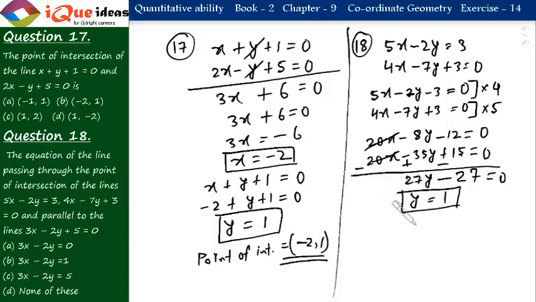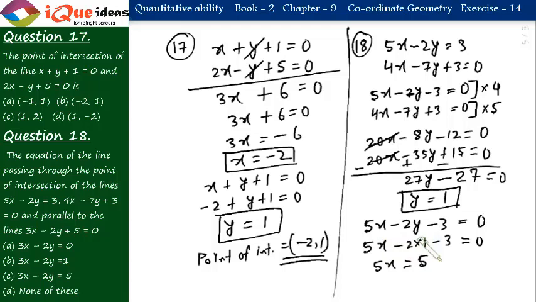If you put y equal to 1 in any one of the equations, let's put it in the first one. So it is 5x minus 2y minus 3 equal to 0. Put y equal to 1, you will get 5x minus 2 into 1 minus 3 equal to 0. So this gives us 5x minus 2 minus 3, that is equal to 5. So this gives us x equal to 1.